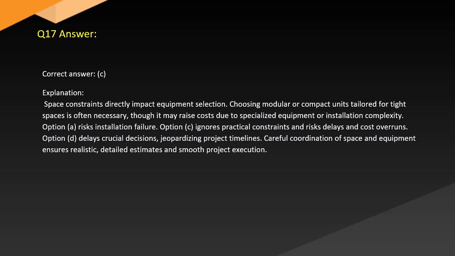equipment or installation complexity. Option A risks installation failure. Option C ignores practical constraints and risks delays and cost overruns. Option D delays crucial decisions, jeopardizing project timelines. Careful coordination of space and equipment ensures realistic, detailed estimates and smooth project execution.